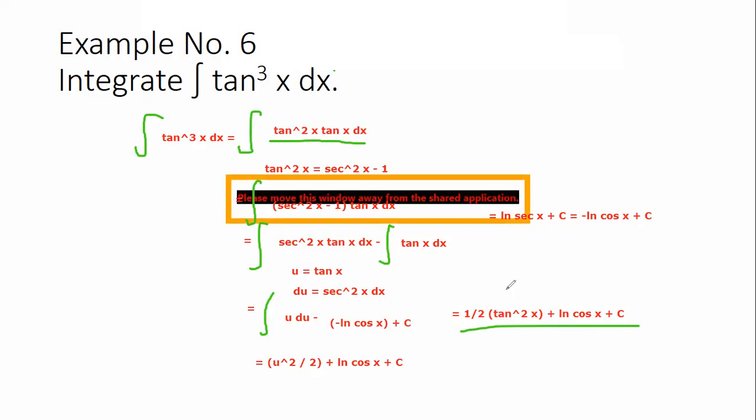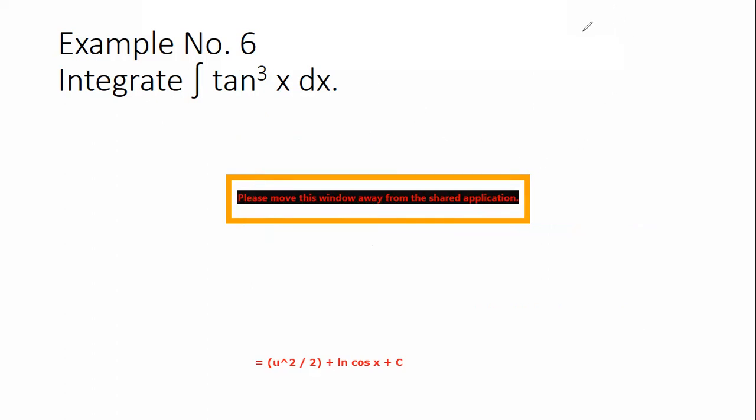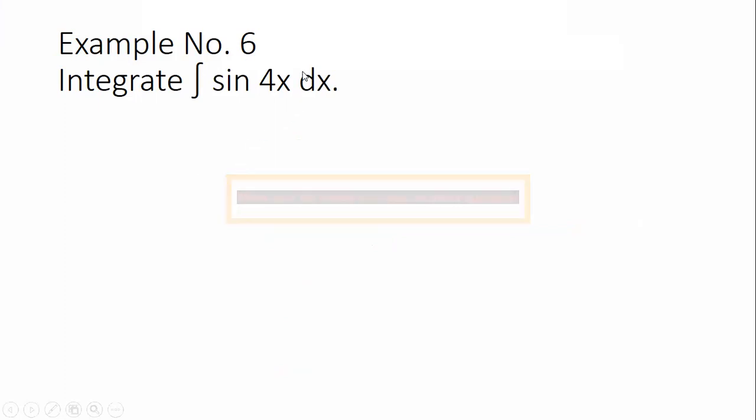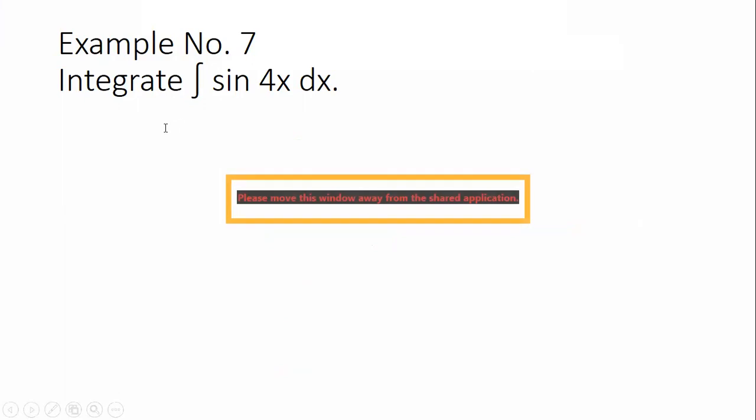Do you have any questions with our sixth example? Okay, let's proceed with our last example. Integrate sine 4x dx. This one is a little easier than the previous examples. We're going to use substitution here, with u equal to 4x.